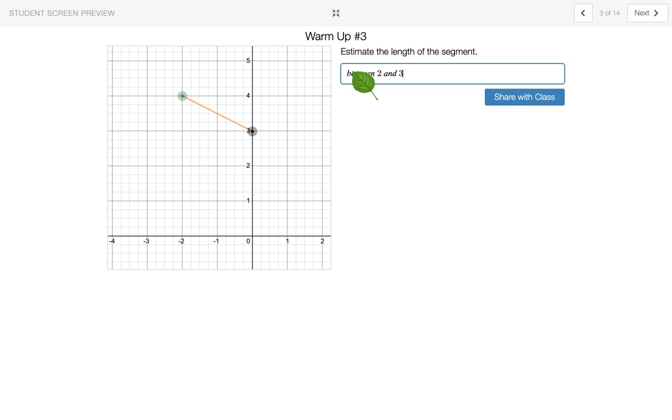If you wanted to estimate further and say 2.1, 2.2, that would be okay. But it's all right for now to say between 2 and 3. By the end of this lesson, you will be able to exactly calculate the length of this segment.